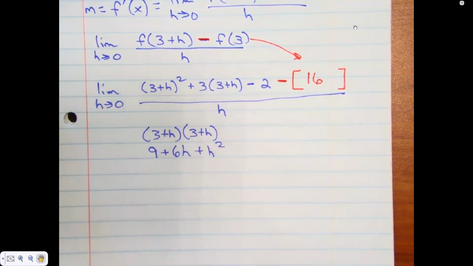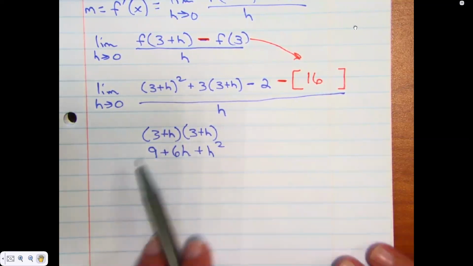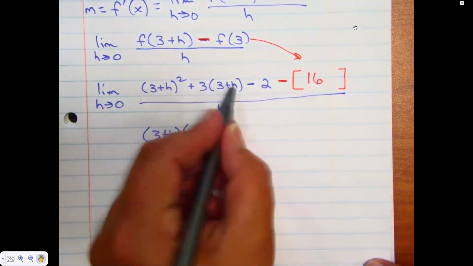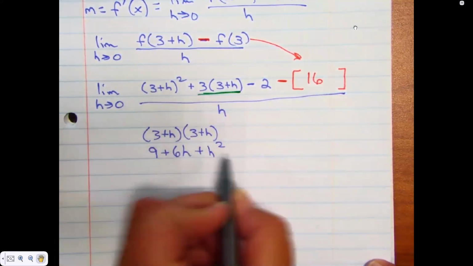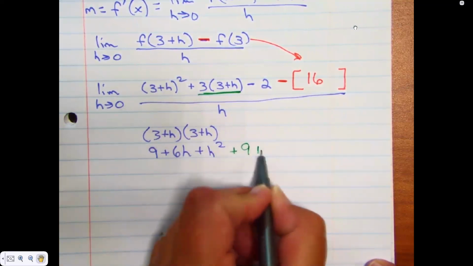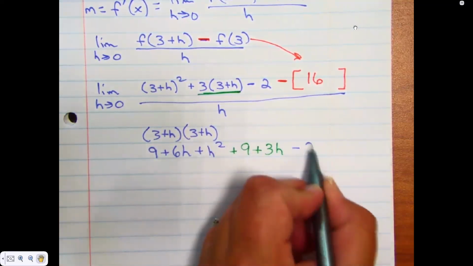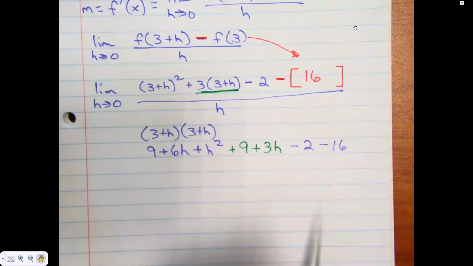Without that, this turns out to be a lot harder. You'll probably realize it because things aren't going to cancel out. With that, more things will cancel out. Okay, where are we? We still have, so that is this. Maybe I'll do it in a different color. This then is 9 plus 3h. We just have to distribute there. And then we still have the minus 2 and then the minus 16.